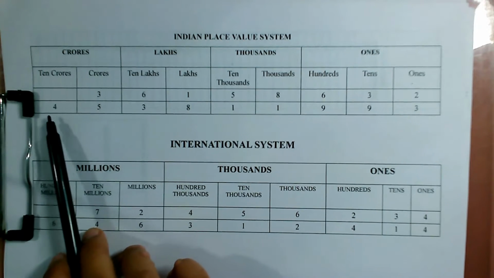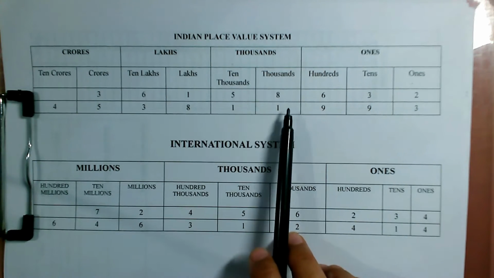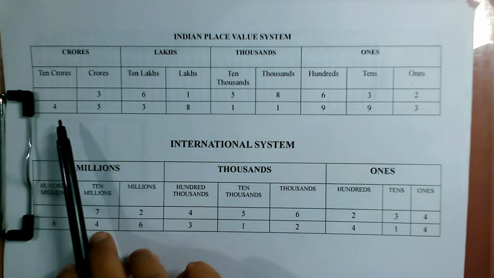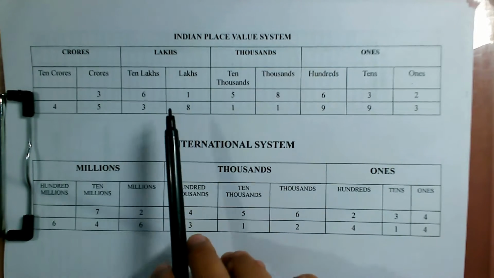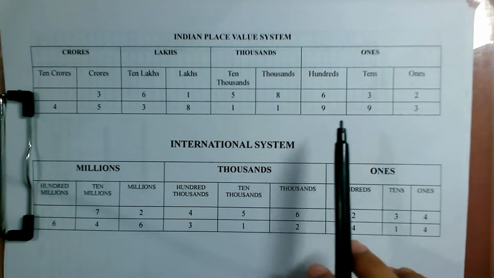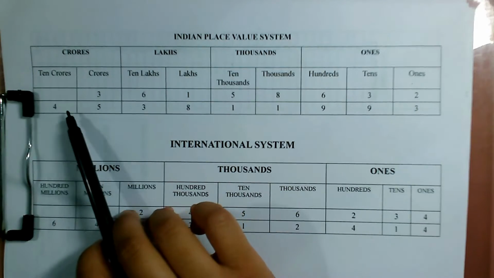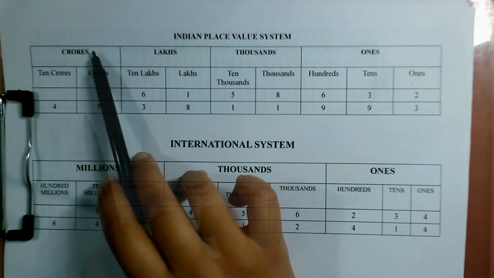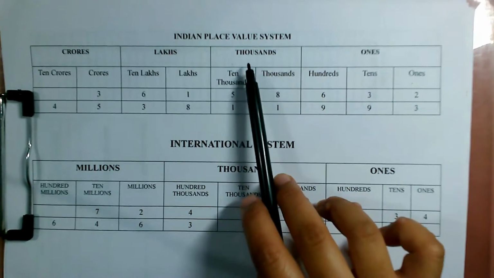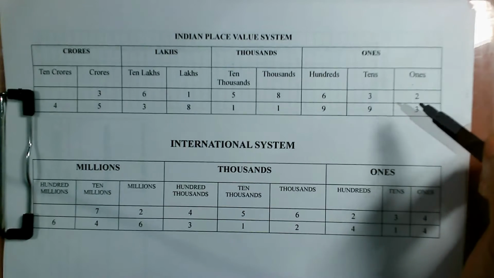The number is 4, 5, 3, 8, 1, 1, 9, 9, 3. This number is read as 45 crores, 38 lakhs, 11,993. We are reading the crores together. The crore period is read together, and also the lakhs and also the thousands. This is all about the Indian place value system.